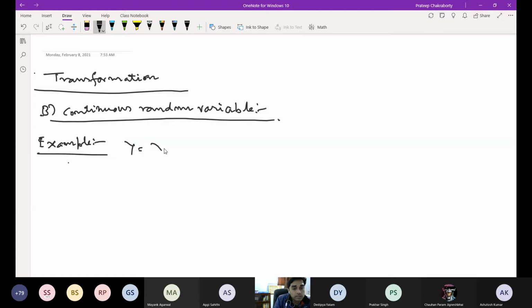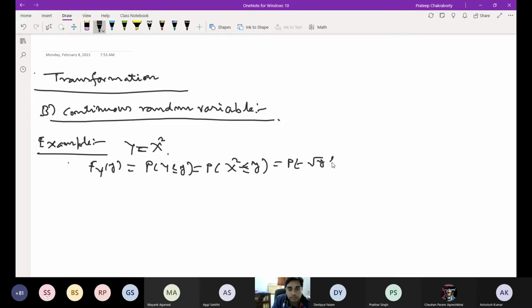So the theorem is Y is equal to X squared. This is the distribution function of the random variable Y. By definition, F_Y(y) is P(Y ≤ y), which is P(X squared ≤ y), which is P(−√y ≤ X ≤ √y). We have seen this before: this is F_X(√y) minus F_X(−√y).